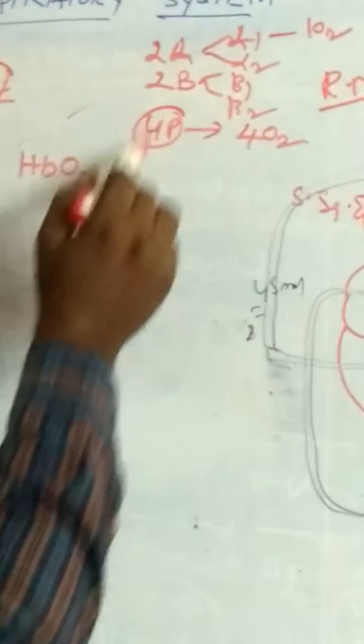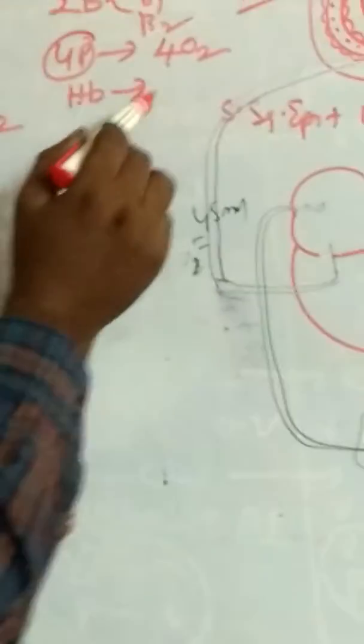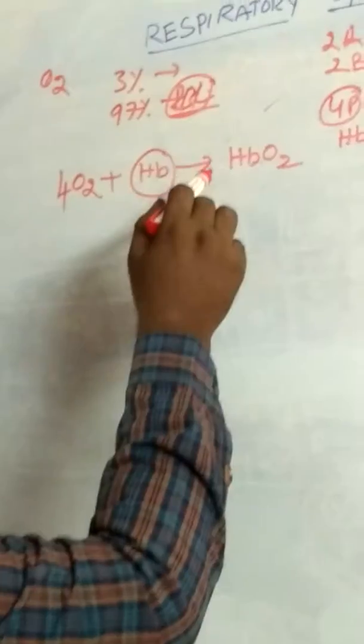Four polypeptide chains are present in hemoglobin. So each hemoglobin carries four oxygen molecules. HbO2 four times.